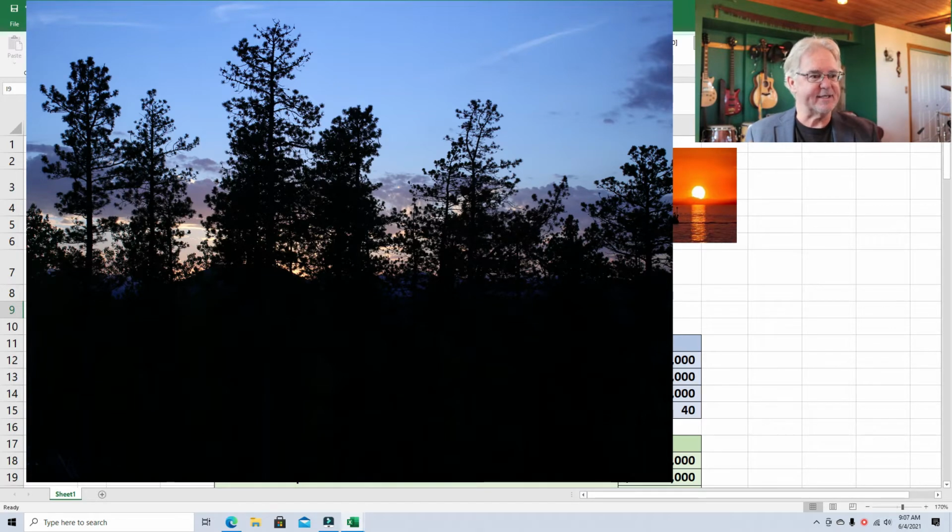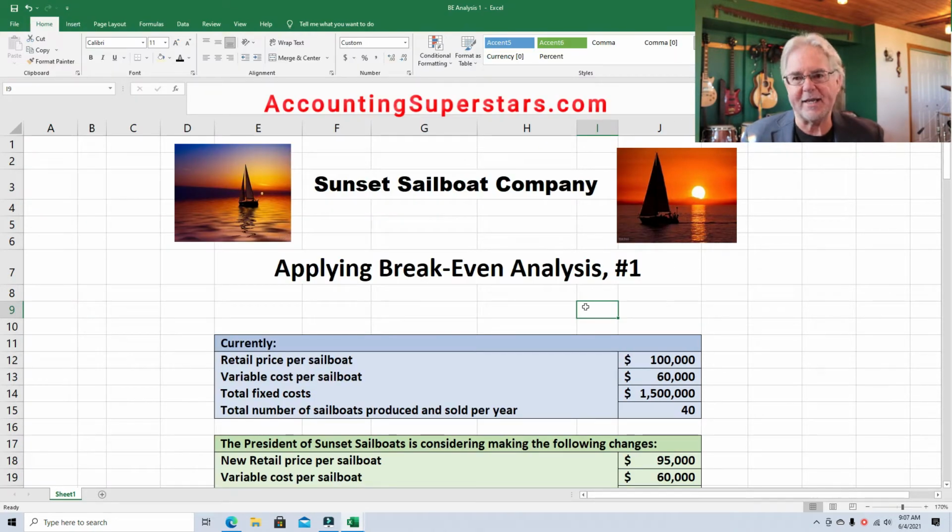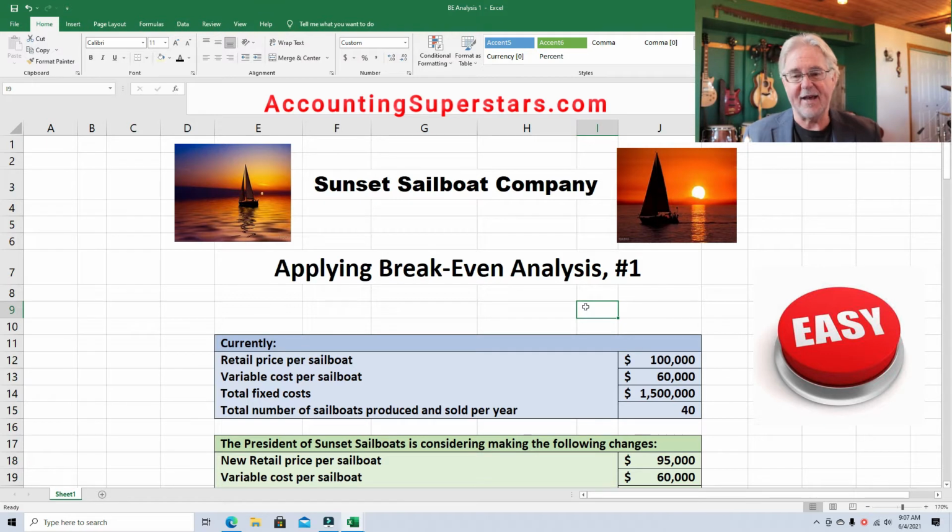So, hey, today's lesson is about applying break-even analysis, and this is the simplest example. It doesn't get any easier than this. In fact, break-even is pretty easy to begin with.